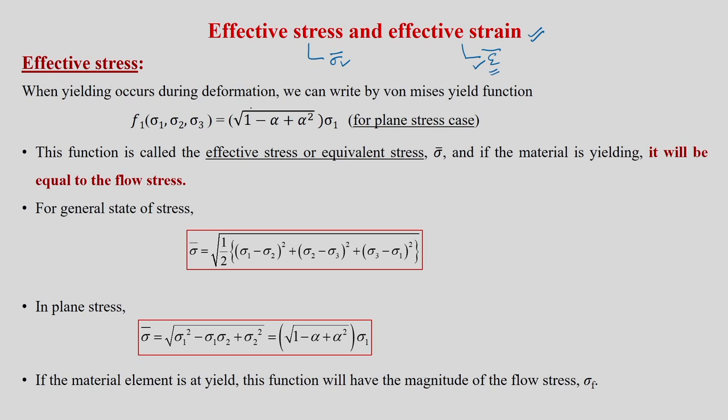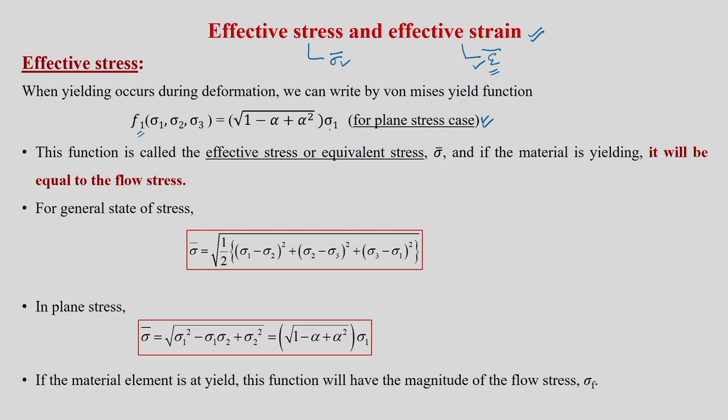So, we know that when yielding occurs during plastic deformation, we can write the von Mises function. This function is nothing but square root of 1 minus alpha plus alpha square into sigma 1. This is for the plane stress case. I hope you understand this. Sigma 3 is not there in this equation. Plane stress.